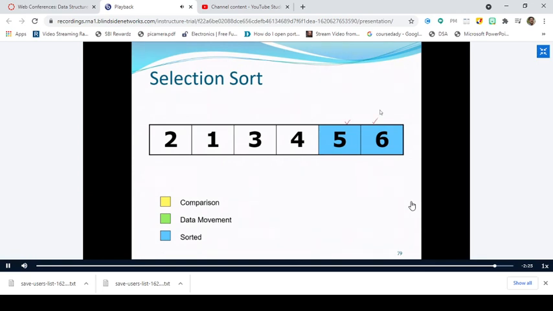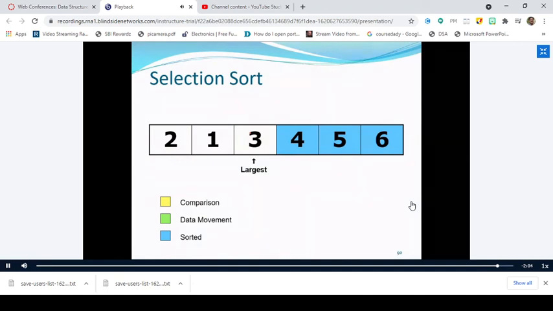4 is the largest element, and it should be swapped with the last element. Since 4 is the last element, nothing to swap. Right. Now you consider the sub-array 2, 1, and 3. Find the largest element. I found that 3 is the largest element, and you have to swap it with the last element of the subarray. Since 3 is the last element of the subarray, nothing to swap.